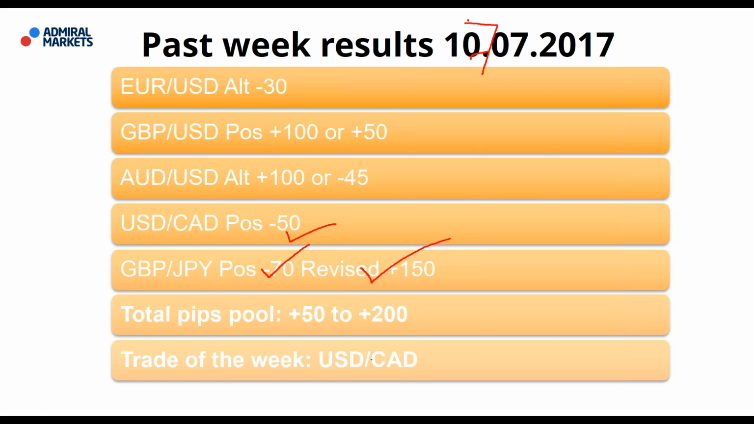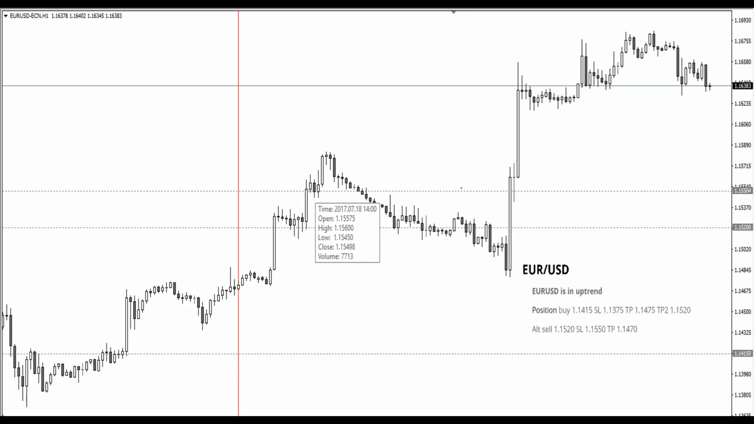Trade of the week was dollar CAD. Sorry, this is, guys, positive result. Yeah, I made a lot of typos, but this is easy to check.